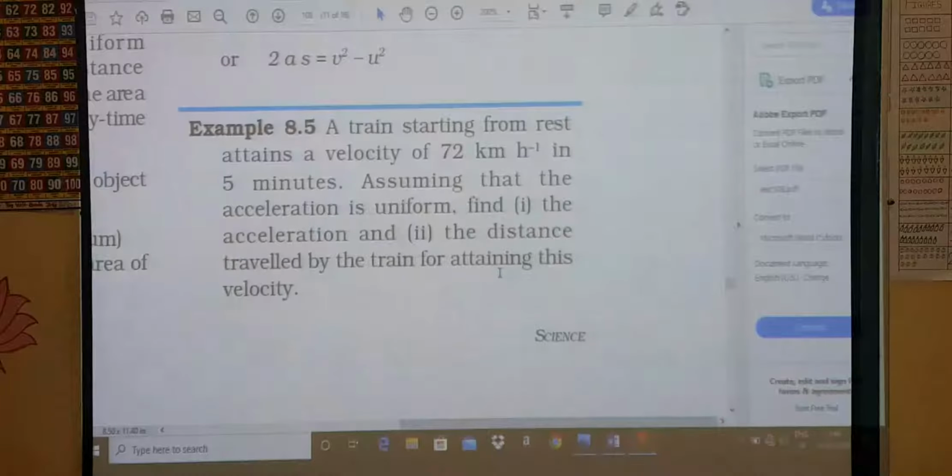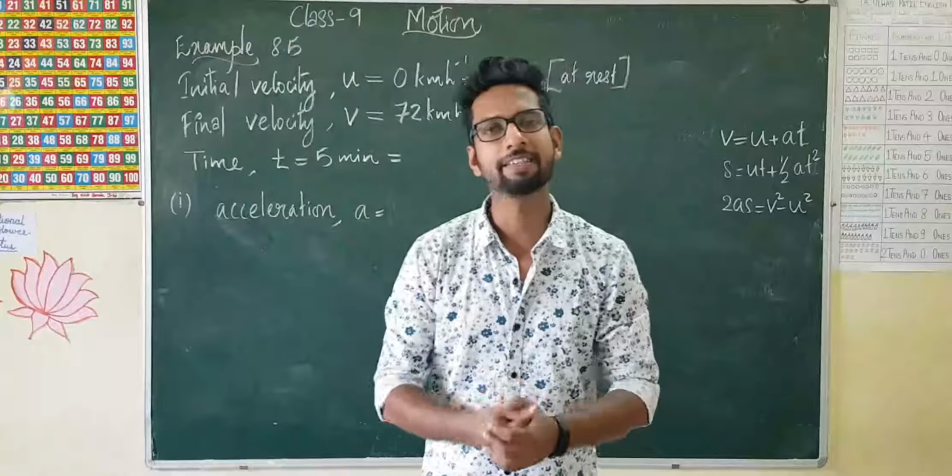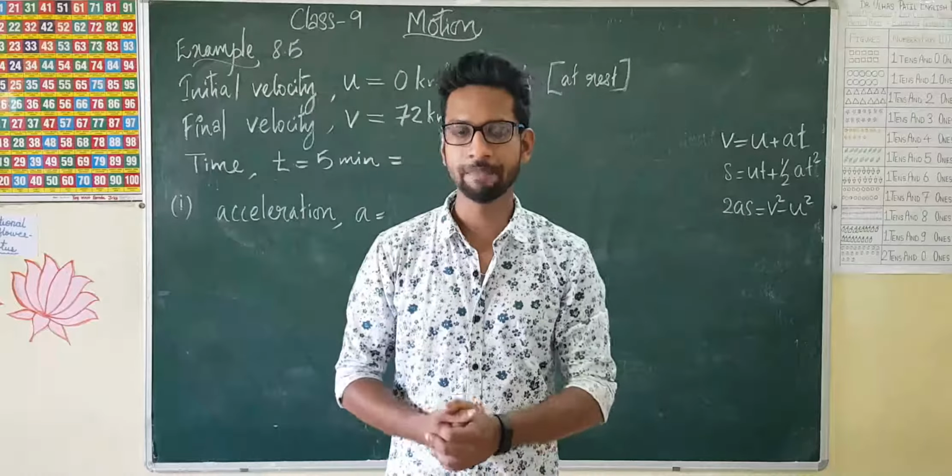Dear students, today we can solve some of the problems using the equations of motion. Example 8.5. A train starting from rest attains a velocity of 72 km per hour in 5 minutes, assuming that the acceleration is uniform. Find: the first question is the acceleration; the second is the distance traveled by the train for attaining this velocity. In this example, we have to find the acceleration as well as the distance traveled by the train.